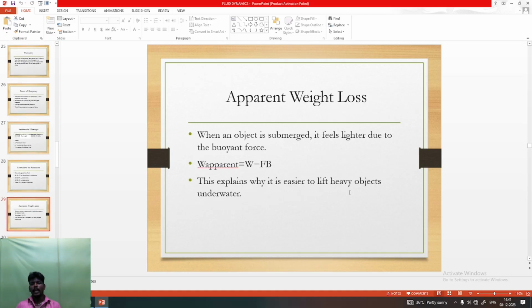The next, apparent weight loss. What is apparent weight loss? It is when an object is submerged, it feels lighter due to the buoyant force, which is equal to the weight difference. This explains why it is easier to lift heavy objects under water.